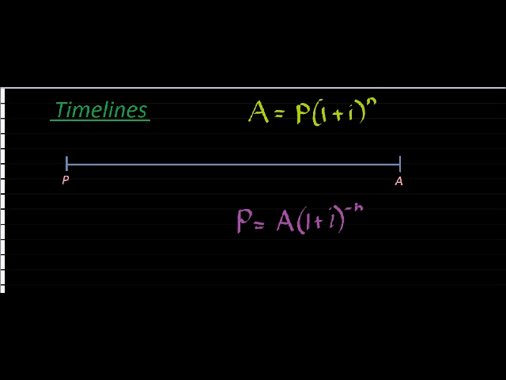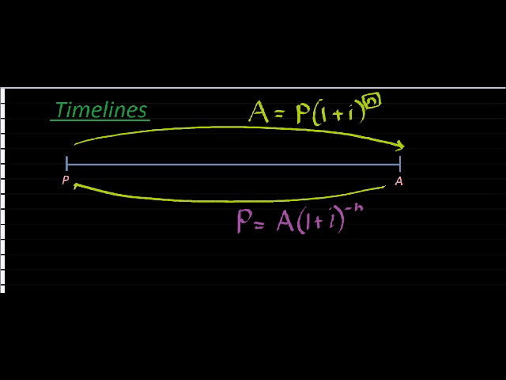And in a sense, it is kind of intuitive, as we see that to get from P to A, my time period, or the number of times I get interest, is positive. I must add interest. And to get from A back to P, in other words, if I have a future value and I want to see what happened in the past, I must subtract my interest a number of times. So I'm going in the negative direction on a timeline.